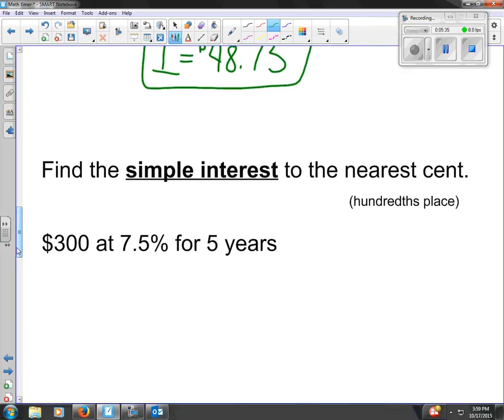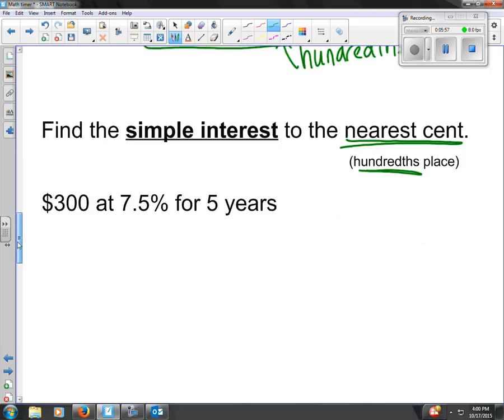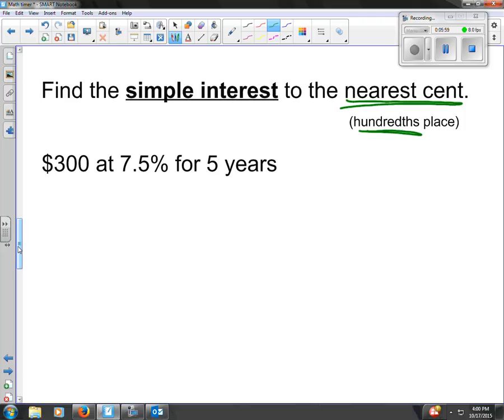Now it says find the simple interest to the nearest cent. And I wrote here, nearest cent means hundredths place, which we did up here. If you look up here, 0.75, this 5 is in the hundredths place. So since we're using money, you need to make sure you're in the hundredths place or it just wouldn't make sense.